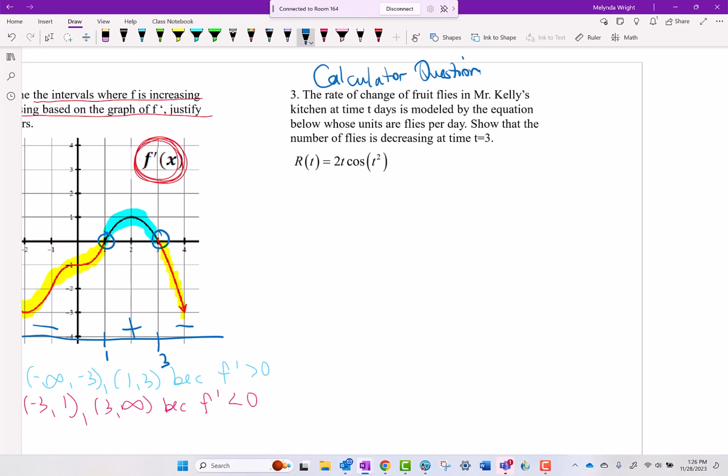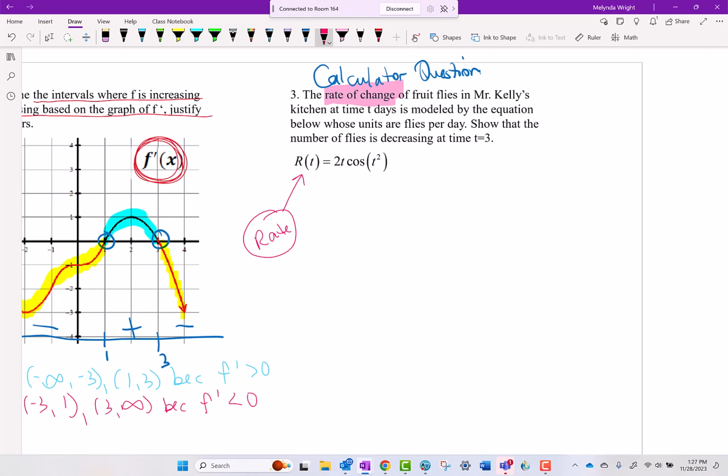The rate of change of fruit flies is modeled by this equation. This equation is a rate. That's a rate, not a position. We should write these things down so we don't get confused. That is the rate, that's actually the derivative. That is the first derivative. There are no little marks there for you to know. It's in the words: the rate of change of fruit flies is modeled by that equation.